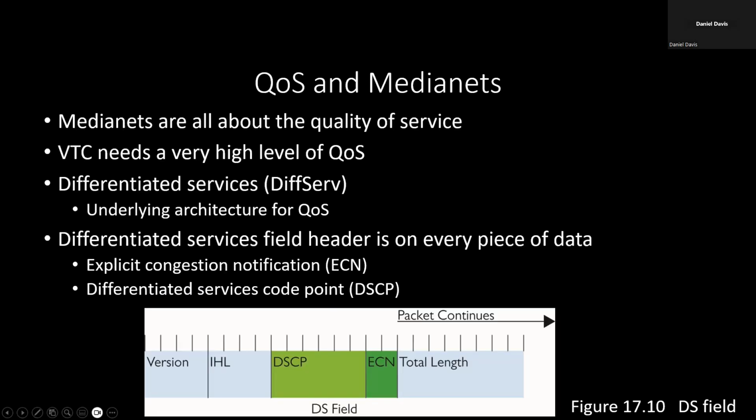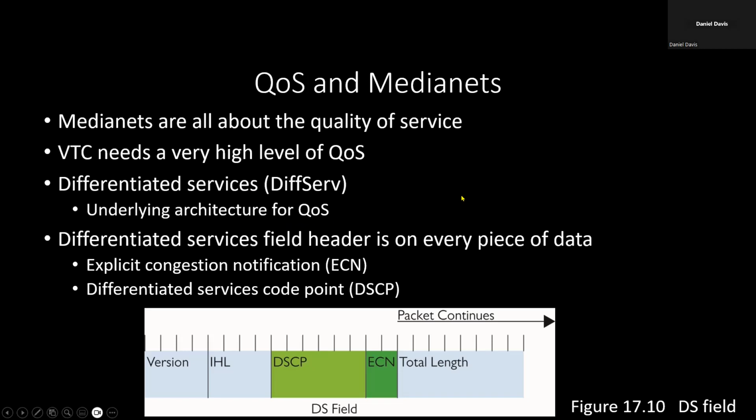QoS and MediaNets. MediaNets are all about quality of service. VTC needs a very high level of quality of service, as we just talked about. One of the ways we go about this is something called DiffServ, differentiated service. Differentiated service, or DiffServ, is the underlying architecture for QoS.